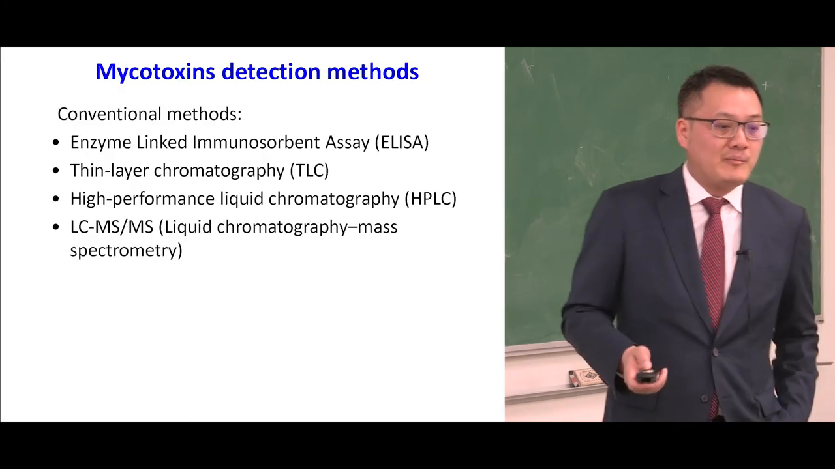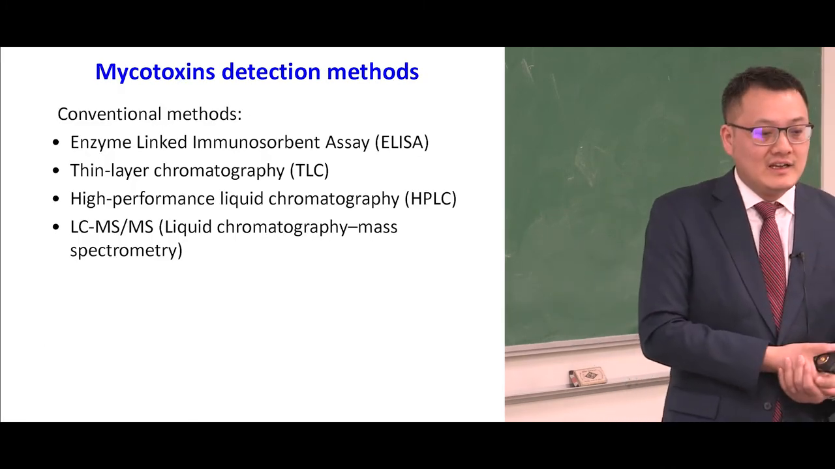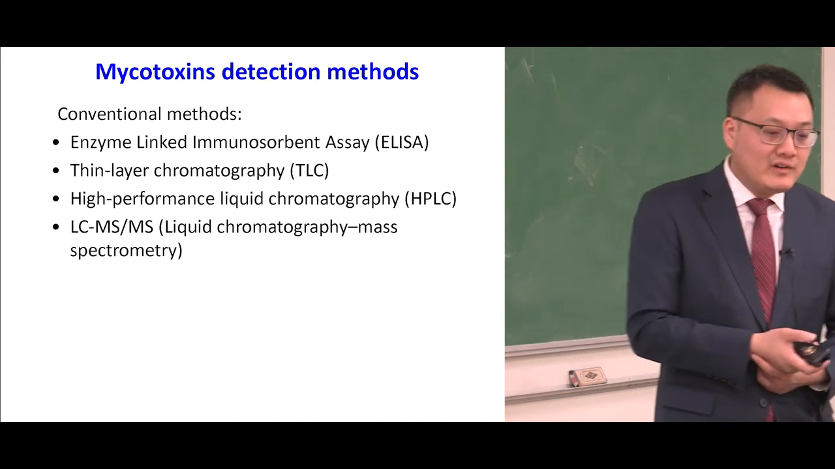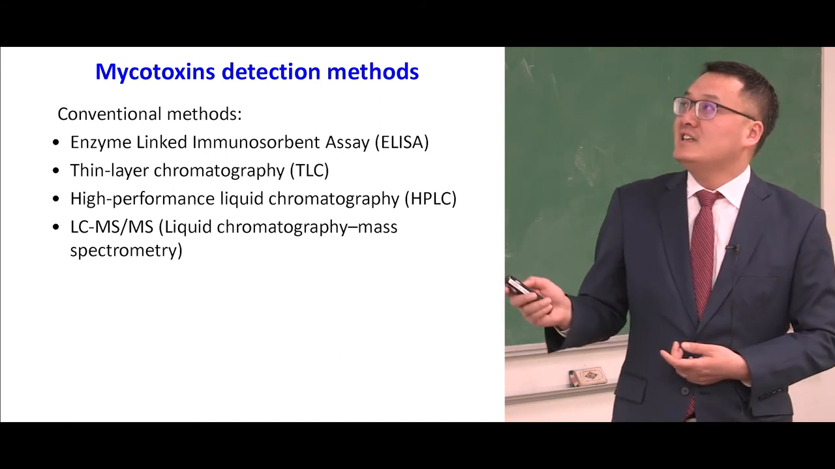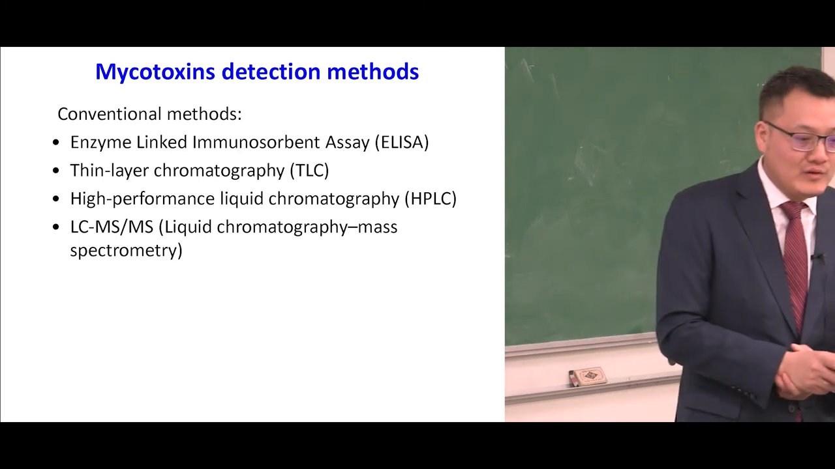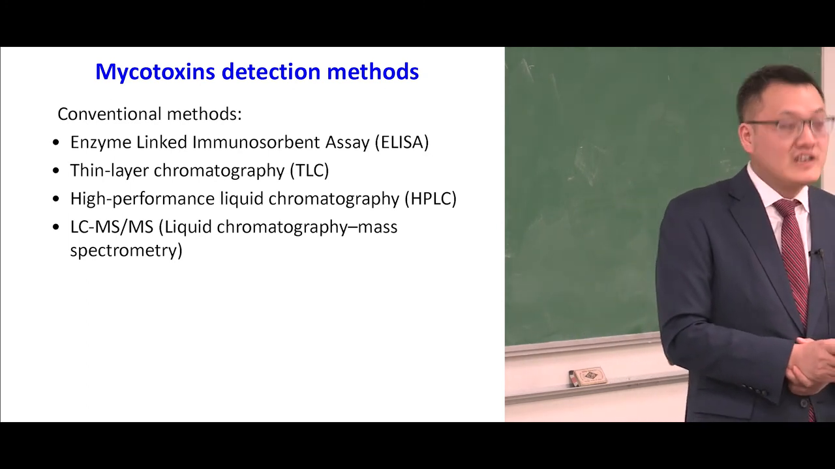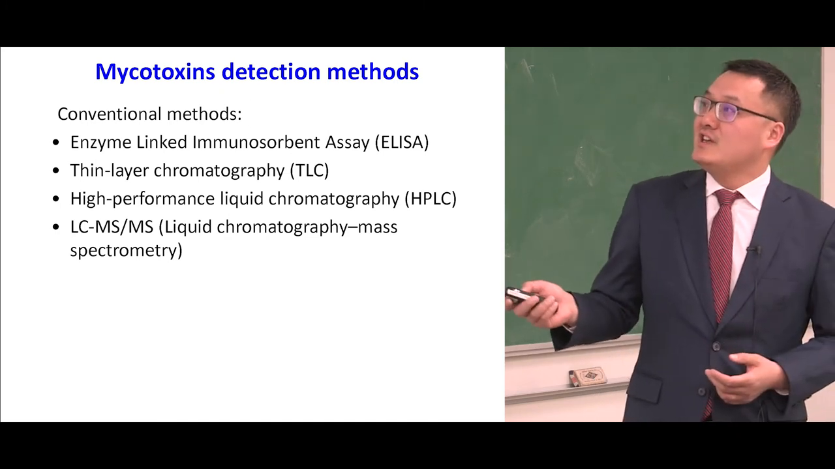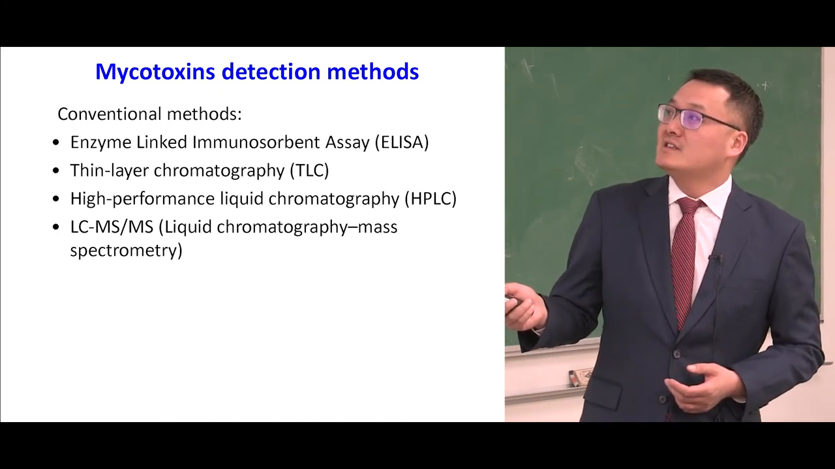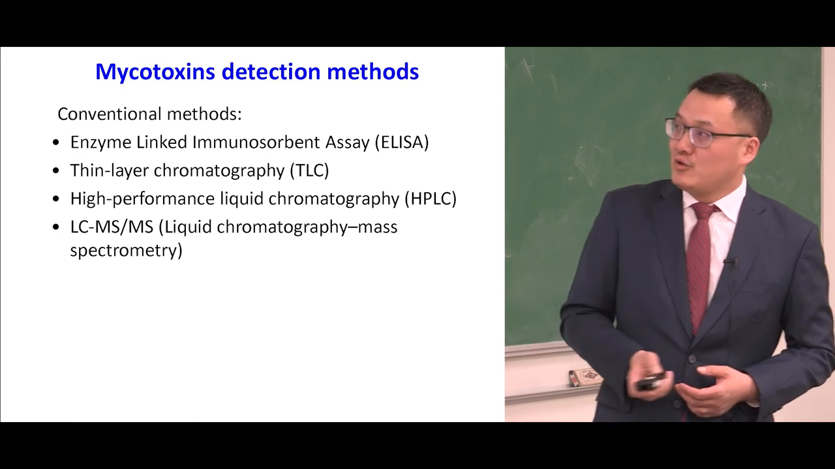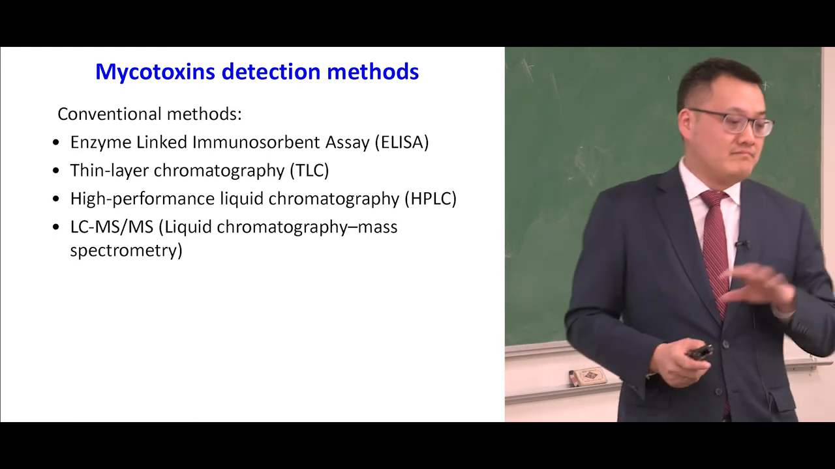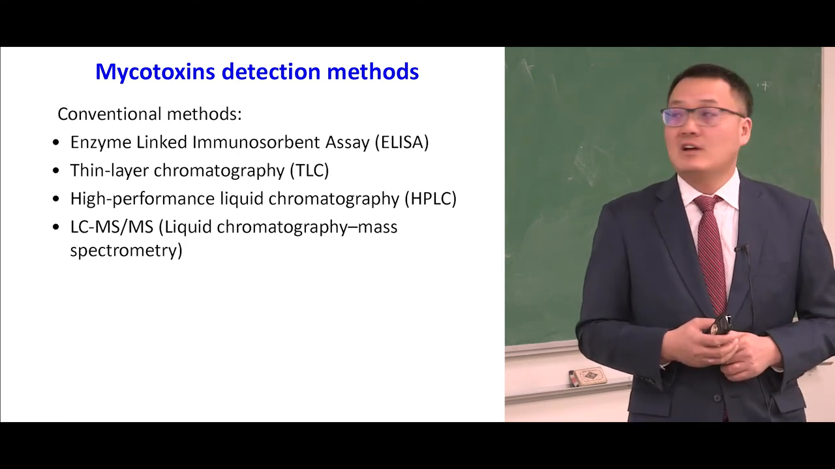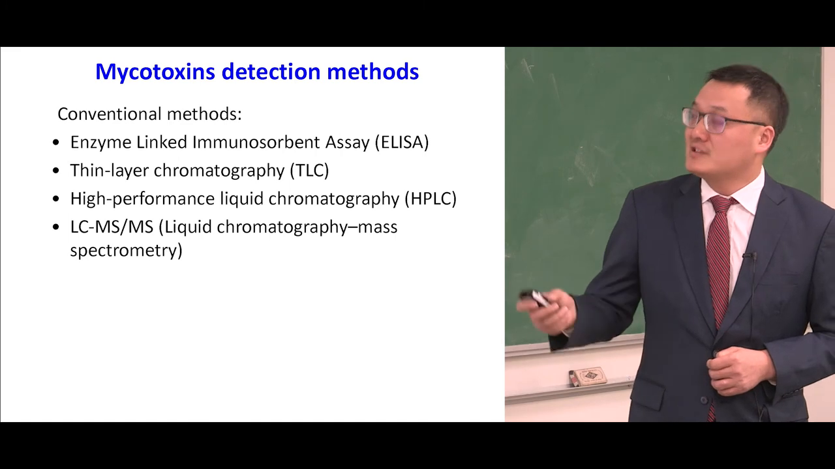So the most popular detection methods include two types. One is the conventional method, mainly laboratory methods, for example ELISA, the enzyme-linked immunosorbent assay. And the second one includes thin layer chromatography (TLC), HPLC, and LC-MS, liquid chromatography mass spectrometry. All these methods are very accurate, but also take a lot of time and are quite expensive.